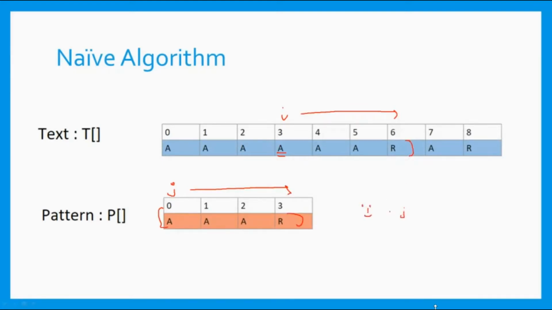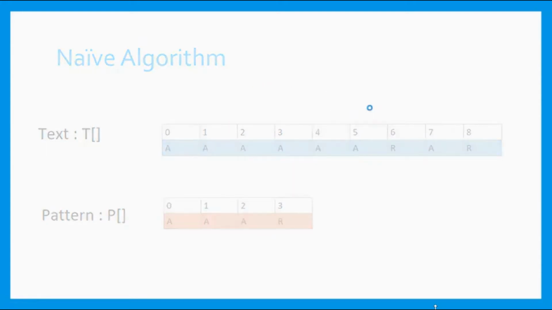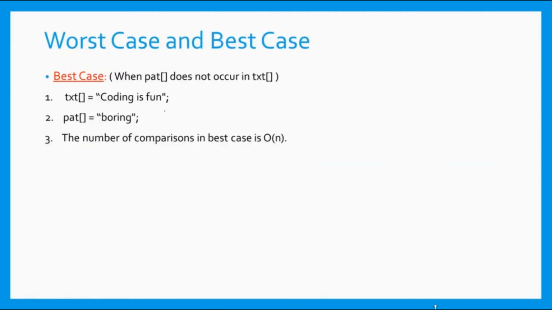But here there's a problem. Even if we know that some of the letters of P repeat after a mismatch, we again backtrack i in our main text, comparing even those elements we already did before. These extra steps reduce the efficiency of the algorithm and thus increase the time complexity. Let's look at the best and worst case for this algorithm. The best case is when the pattern does not occur in the text, and the first character of the pattern does not occur in the text. The number of comparisons in the best case is O(n).